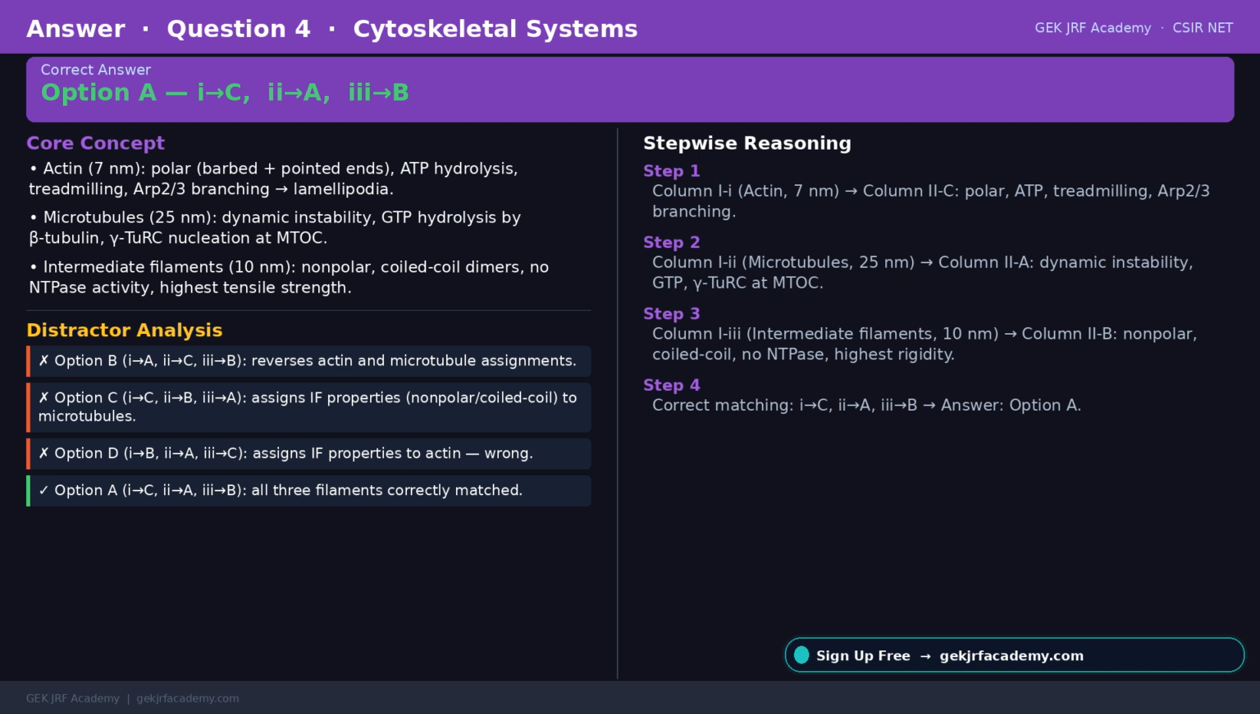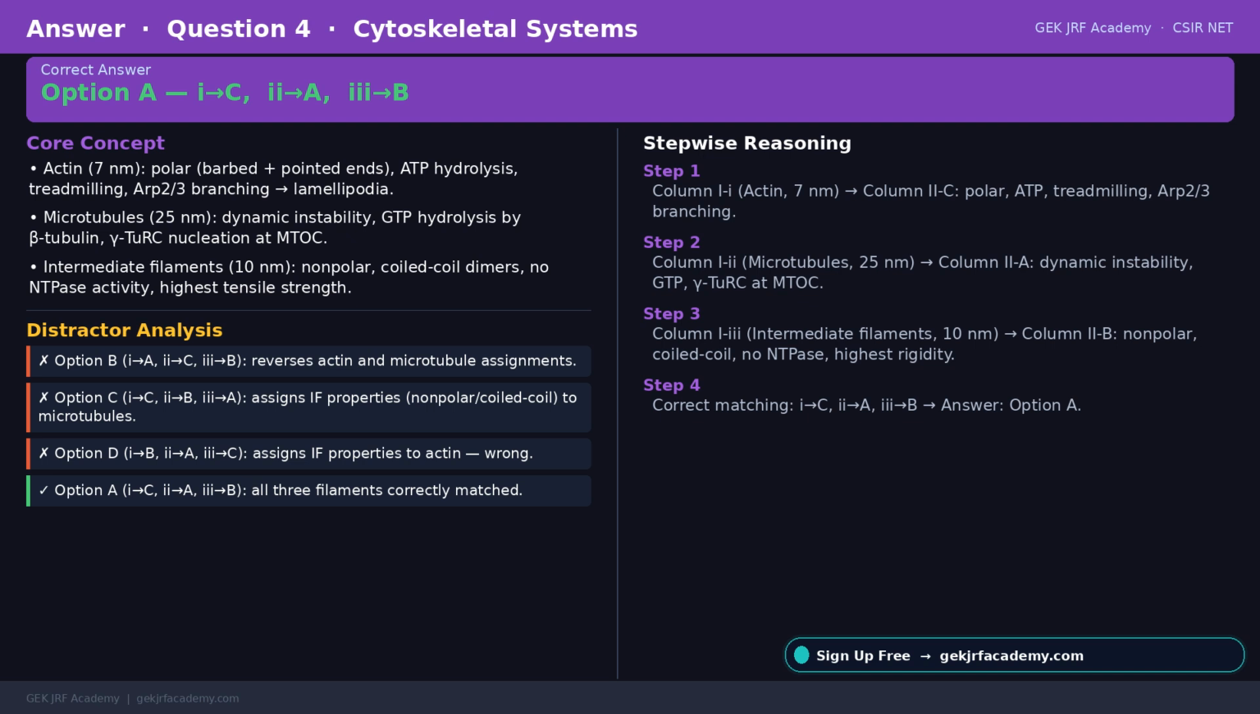The core concept. Each cytoskeletal system has a unique biochemical identity. Actin microfilaments are polar. A fast-growing barbed plus end and a slow-growing pointed minus end. G-actin monomers add using ATP, which is hydrolyzed to ADP after incorporation. The ADP actin at the pointed end depolymerizes, creating treadmilling net flux from pointed to barbed end.